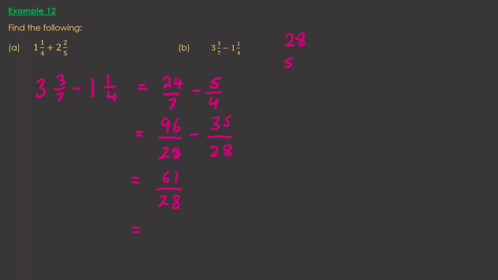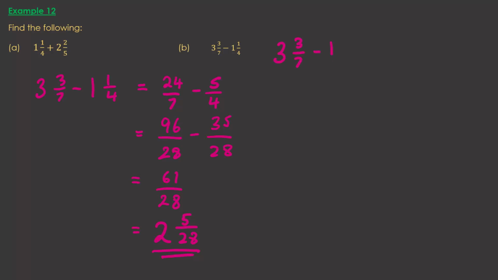28, 2 of those is 56, so it goes in 2 whole times and gives us a remainder of 5/28. So the numbers were quite big, and that's a downside of this method. What about the other method?